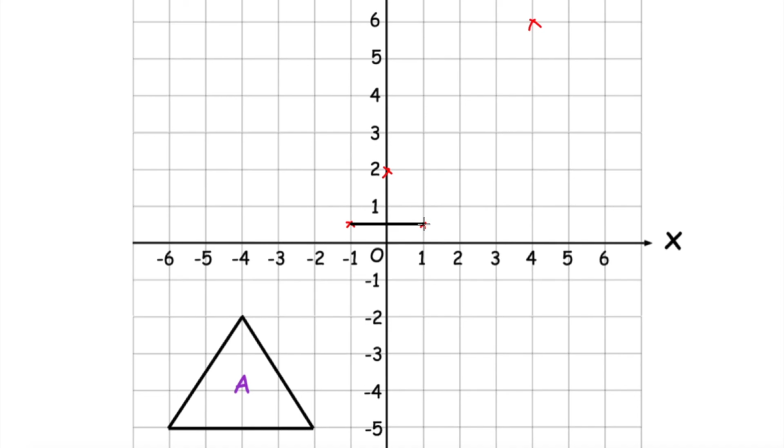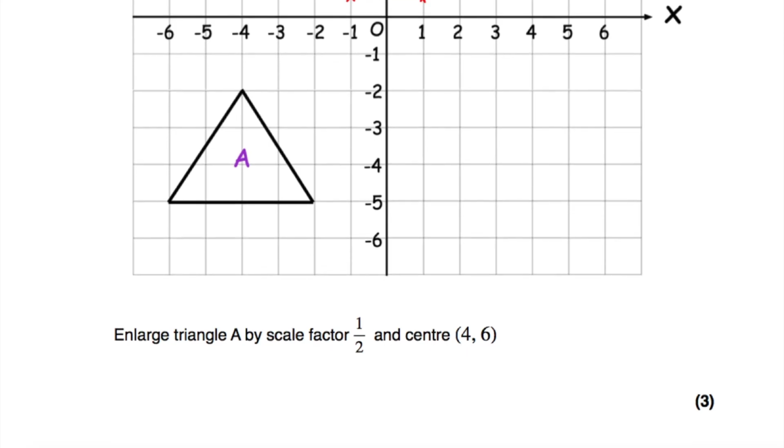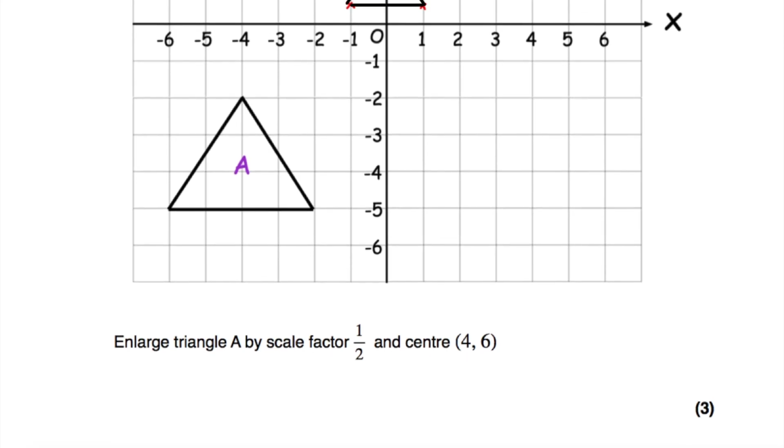So we just join up that point to that point, that point to that point, and then that point to that point. And that's it. So we've enlarged triangle A using scale factor of a half with center (4, 6). So using (4, 6) as the center of enlargement. And that's it. So we've done that question. Okay, let's look at our next question.